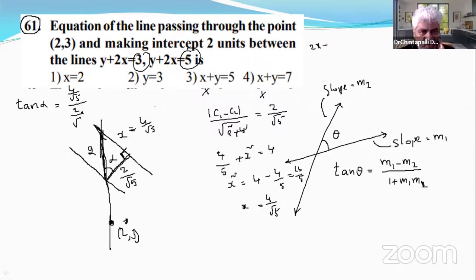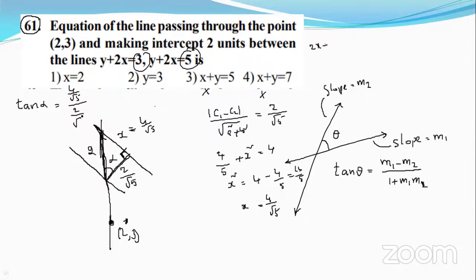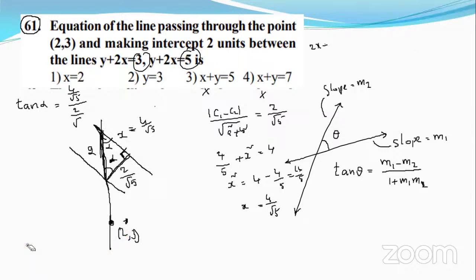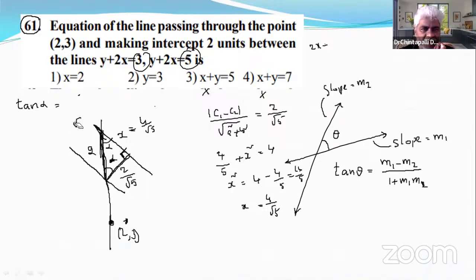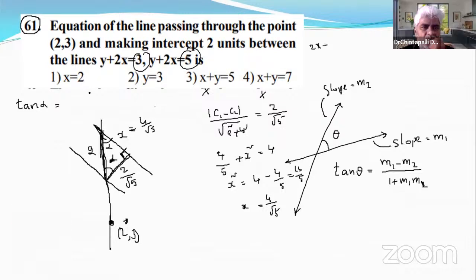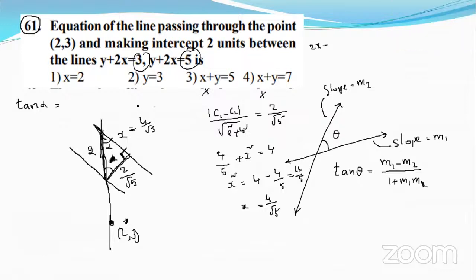Yes, 2 by root 5, correct. That equals 4 by root 5 times 5 by 2. If we take this angle alpha, now tell what is tan alpha? 2 root 5 by 4 root 5. Simplify: 2 by root 5 by 4 by root 5.